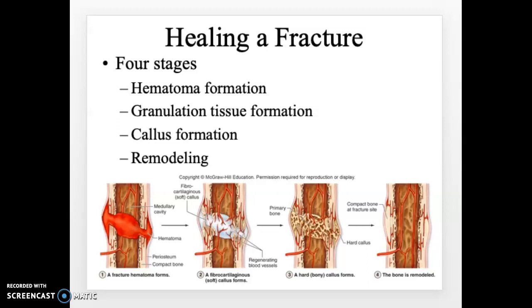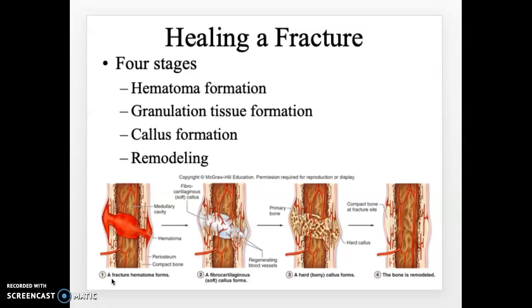So fractures are anytime the bone breaks. There are lots of different types of fractures. I'm not going to ask you to know the different types, but just know that a fracture is a break of the bone. So they heal in 4 different stages. We'll go through each of them.